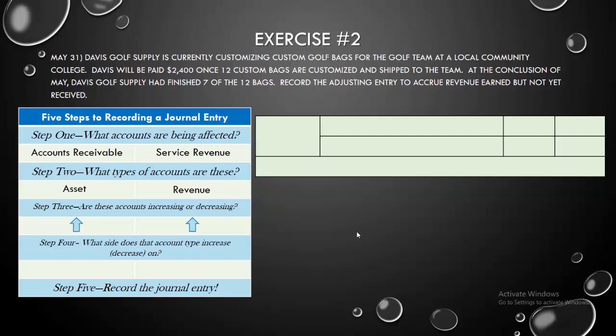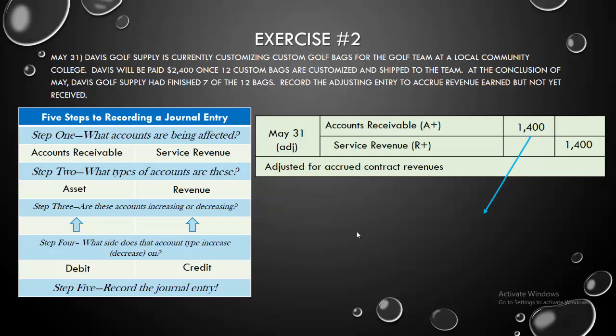AR as an asset is increasing, and all assets increase on the debit side. Service revenue as a revenue account is increasing, and all revenues increase on the credit side. So in our journal entry, we're going to start by debiting accounts receivable. And we're going to debit it for $1,400. And we're going to credit service revenue for that same amount in this adjusting entry for accrued contract revenues.